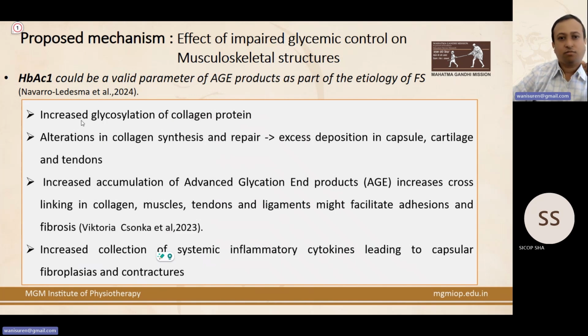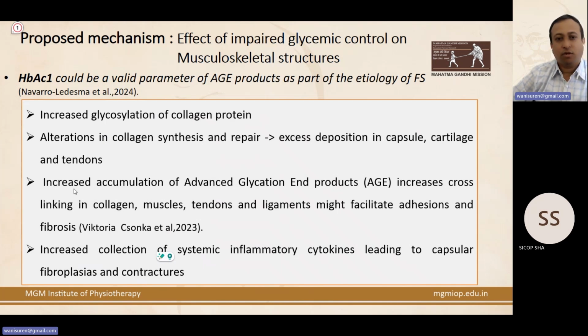Along with this, pathophysiologically, in patients with prolonged hyperglycemia, there will be an increased glycosylation process, glycosylation of collagen protein. Glycosylation means the attachment of a carbohydrate molecule to the collagen protein. More specifically, the attachment of the carbohydrate molecule to the amino acid present in the collagen protein, which leads to increased stiffness of the collagen fibers. Due to hyperglycemia, alterations in collagen synthesis and repair happen. Because of that, there will be excess deposition of collagen fibers in tissues like the capsule, cartilage, or the tendon around the shoulder joint.